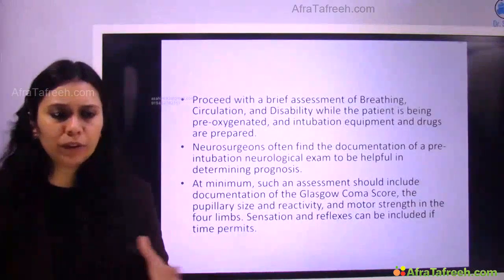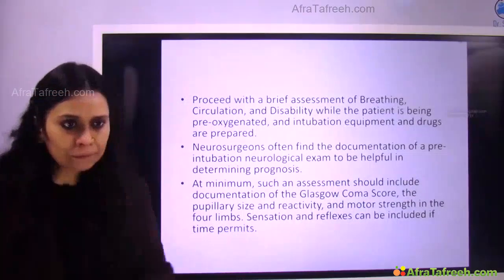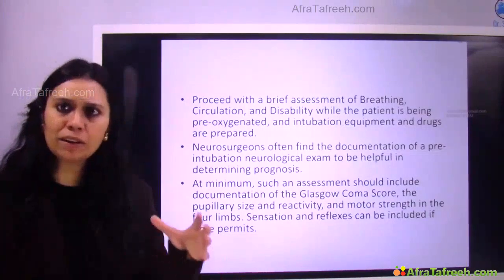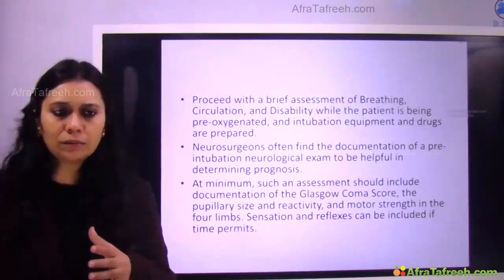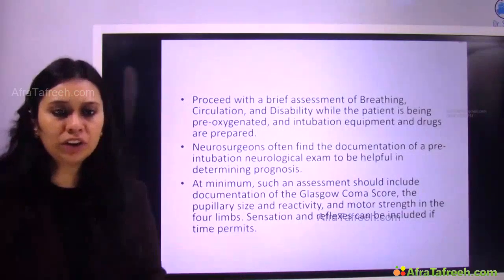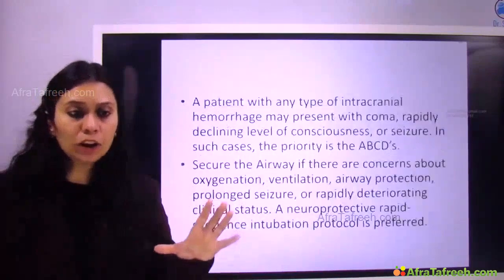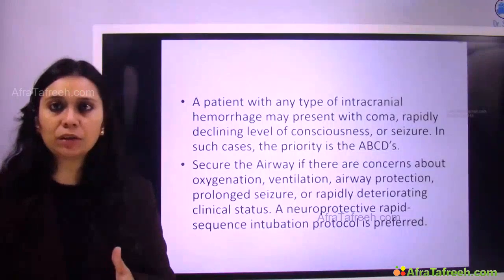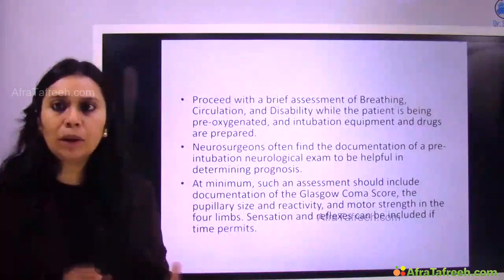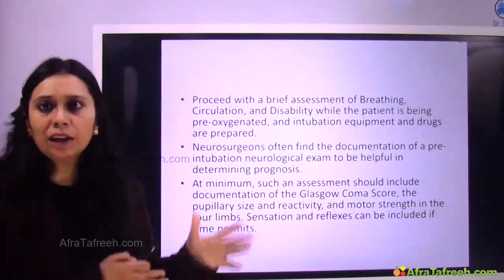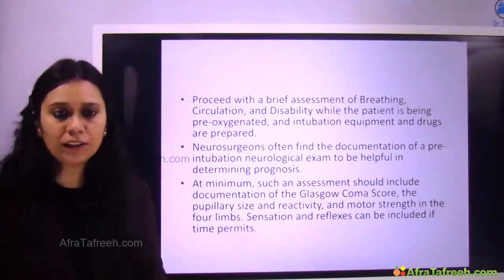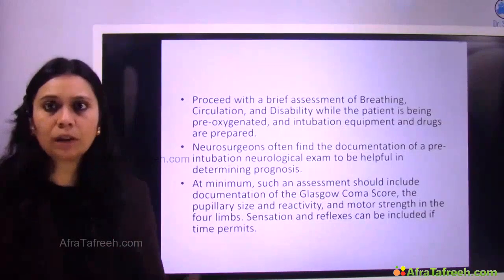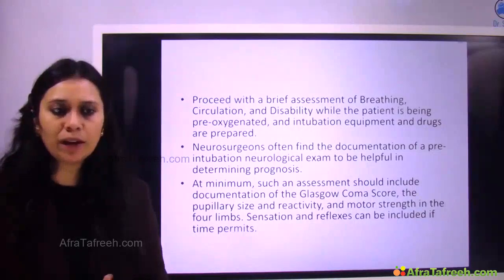Okay, how do we do it? We proceed with a brief assessment of breathing, circulation, and disability. We are assessing the patient's airway, breathing, and circulation, and meanwhile we pre-oxygenate and optimize the patient. I am talking about how we do a neuroprotective intubation in these patients. So we are doing a number of things together: assessing the patient, oxygenating the patient so that oxygenation is optimum, and meanwhile the intubation equipment, drugs, etc.